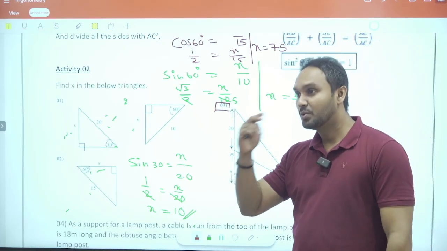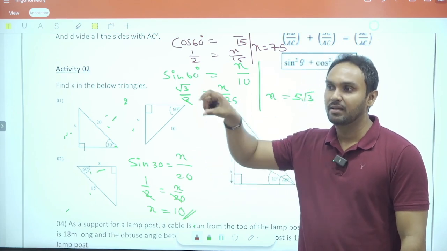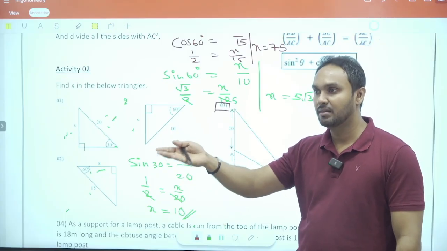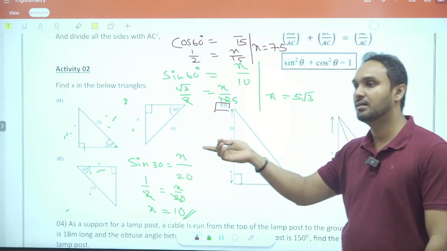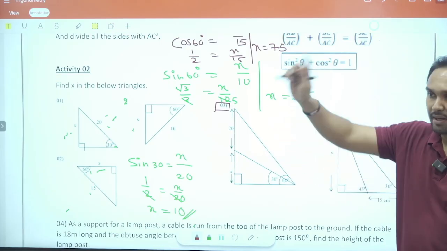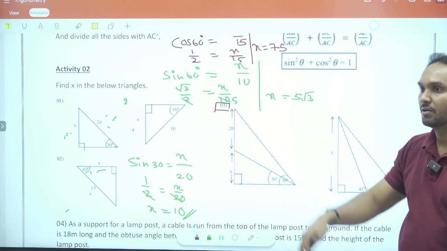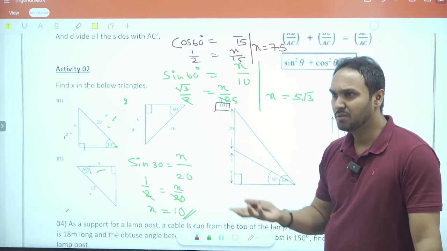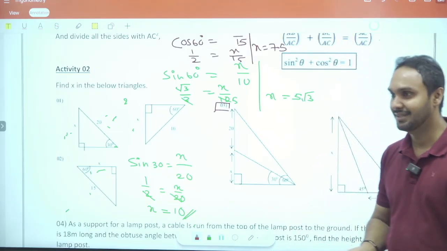You make 2 equations and you remove one of the factors using the other formula, then you find one of the unknown factors. Then after finding one of the unknown factors, you apply it in one formula and get the second unknown factor. That is how you do it. If you have 2 unknown factors, you go to simultaneous equations. Simple. So try doing it.